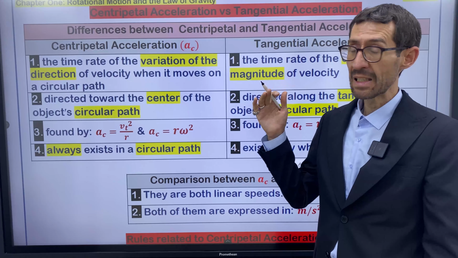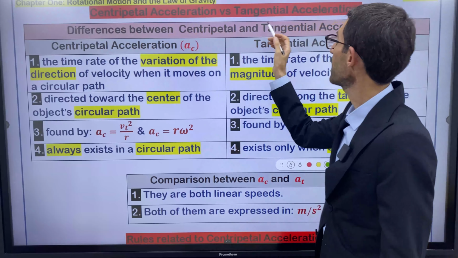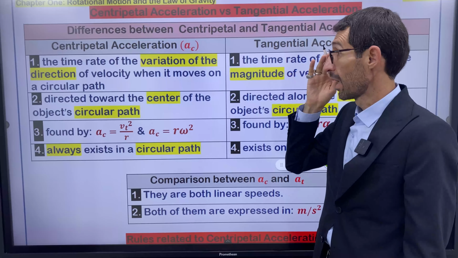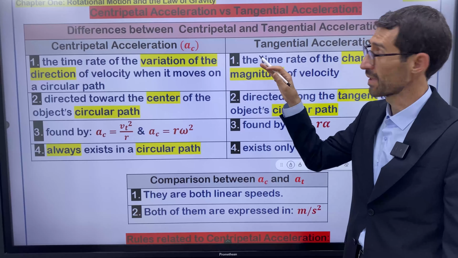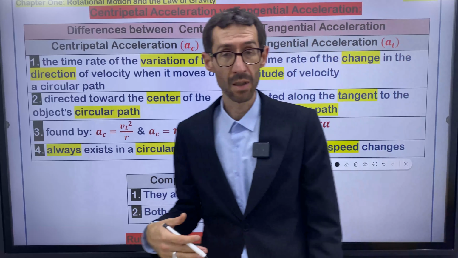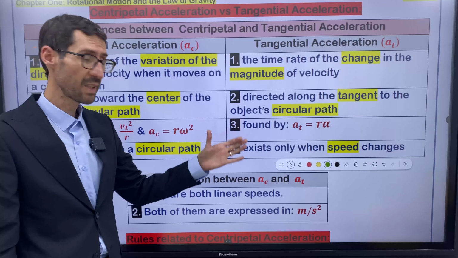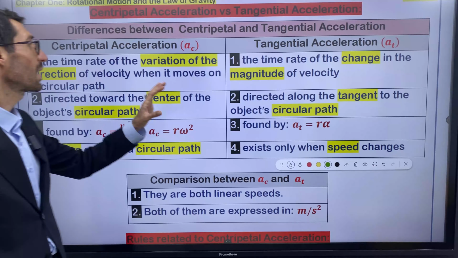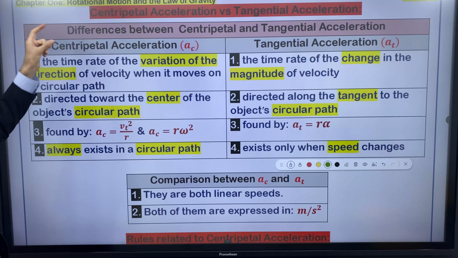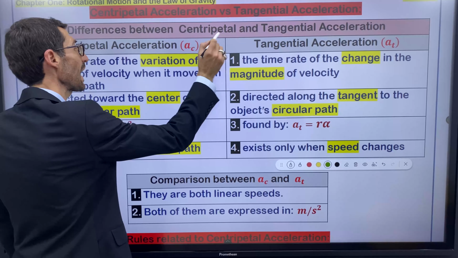In this lesson, I prepared the differences between centripetal acceleration and tangential acceleration. So I prepared a table for you. I focused on the main differences between them, a comparison between AC and AT. Let's read the first one: differences between centripetal and tangential acceleration, differences between AC and AT.